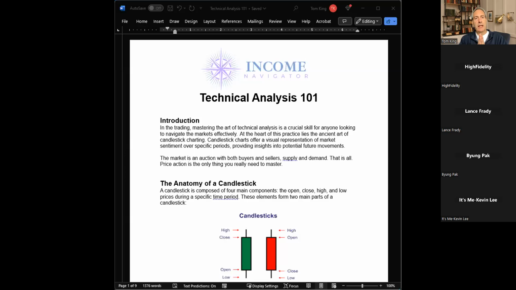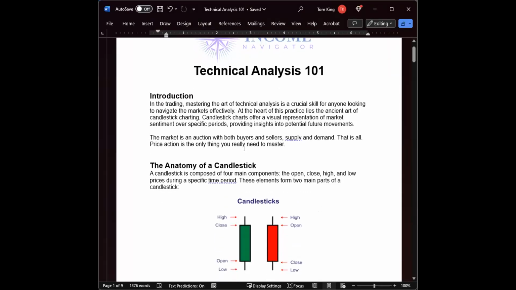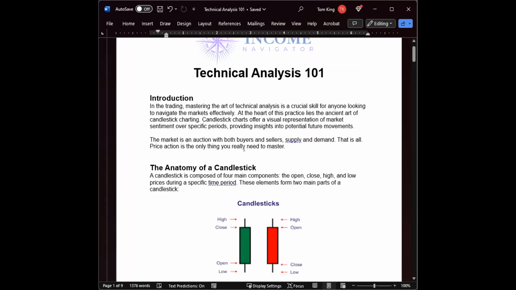Just a quick piece, and let me get my face off of here. You don't need to see me the whole time. I'm going to shorten this up, maybe it's a little easier for you to see. Just talking about technical analysis, and for me, I use a lot of candlestick charting. I find candlestick charting the most useful.